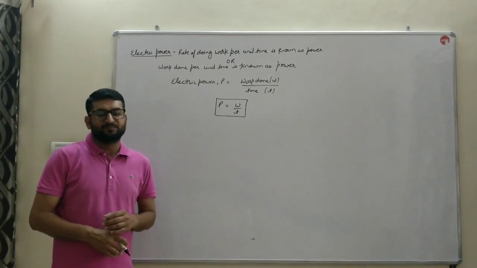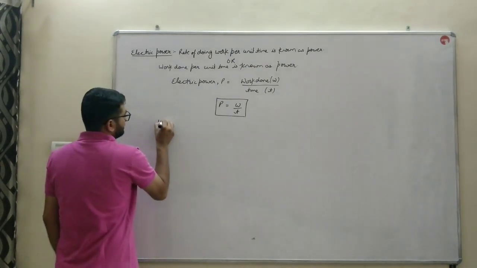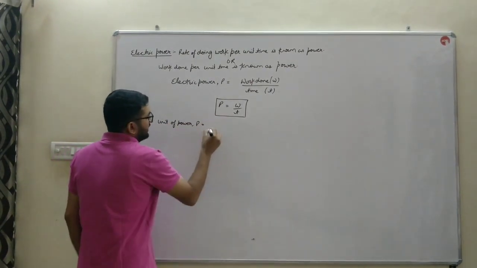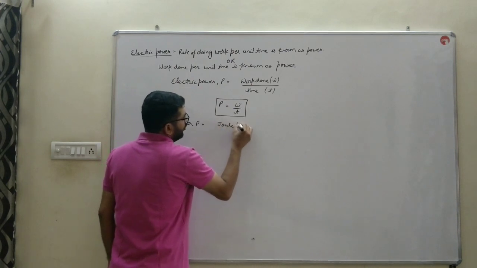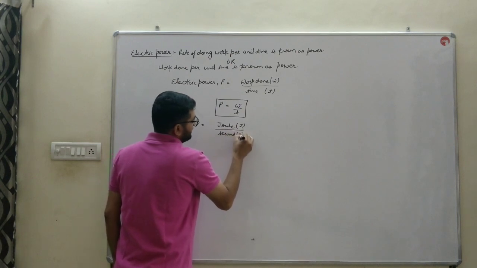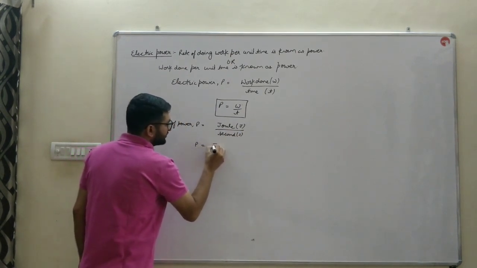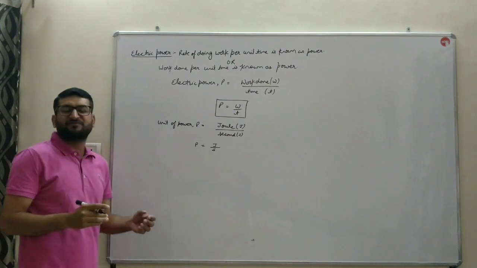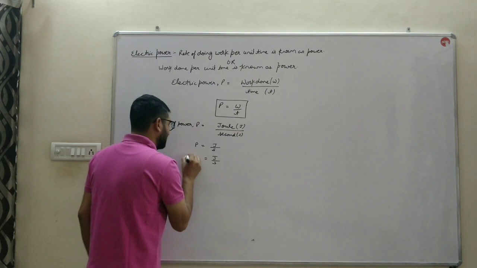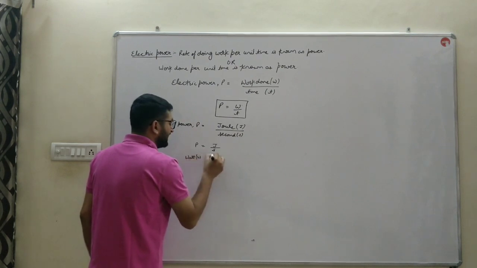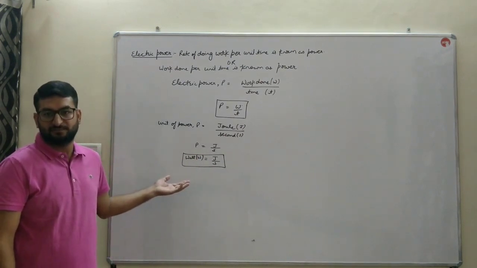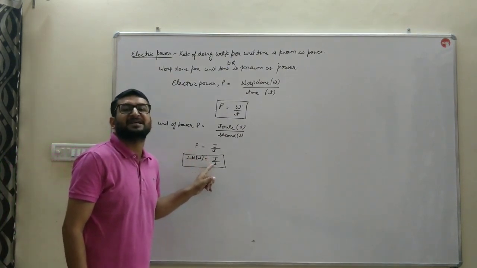Now we will discuss the unit of power. The work's SI unit is joule, and the time's SI unit is second. So power will be equals to joule per second, and on the name of the scientist, that is James Watt, joule per second is referred as watt and represented by capital W. So the unit of power is watt, that is joule per second.